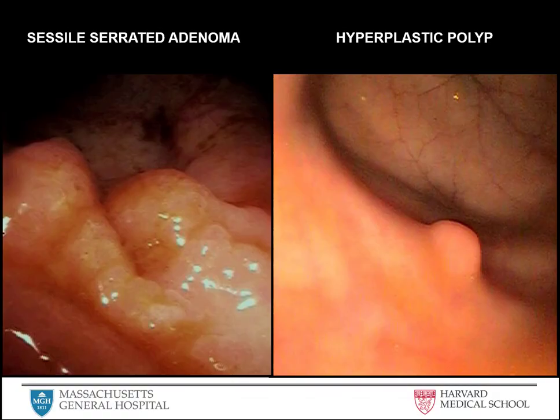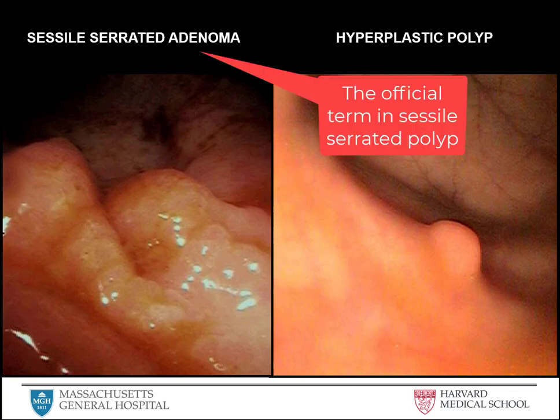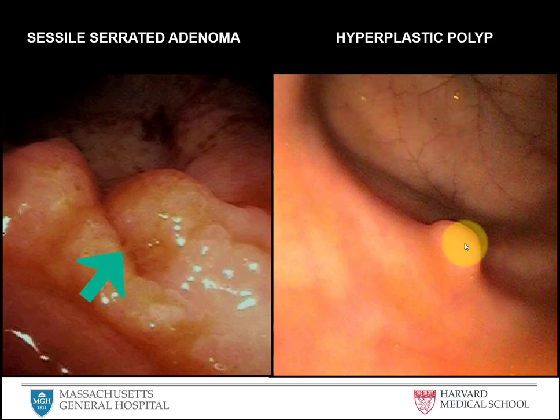Okay, so let's get into the heart of the matter. How do you tell the difference between sessile serrated adenomas, we call them polyps now, and hyperplastic polyps? SSPs tend to be larger, tend to be flatter, as in this example. They tend to be on the right side, but you can see them on the left side.